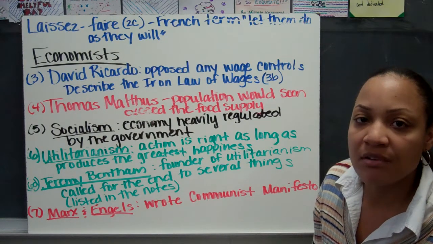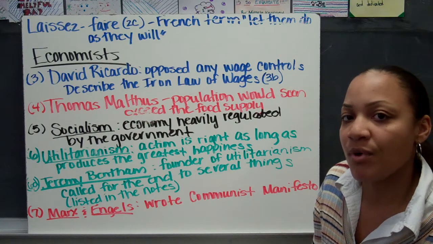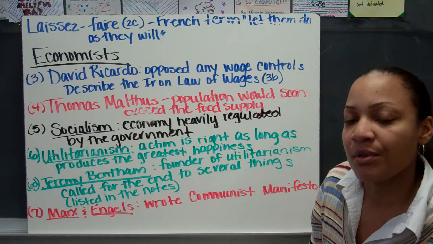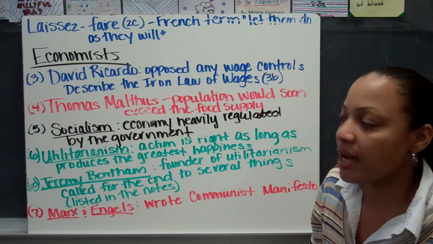Versus communism, the government controls everything and basically tells the people what they are going to produce. In a socialistic society, they're still able to open up their own business. It's just more heavily regulated by the government than in the United States.